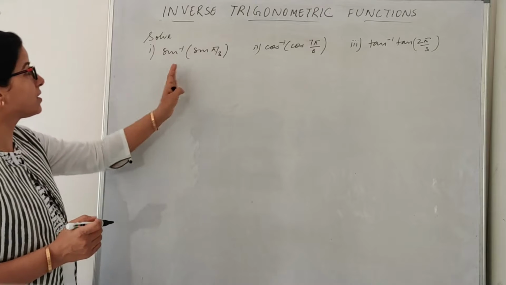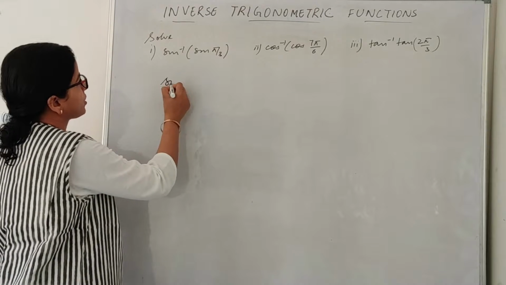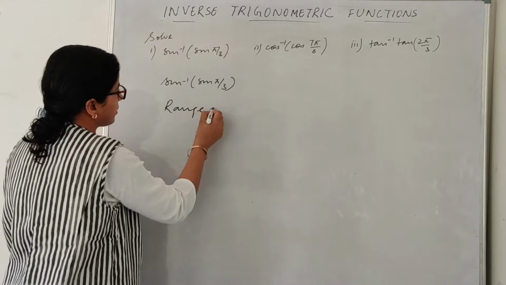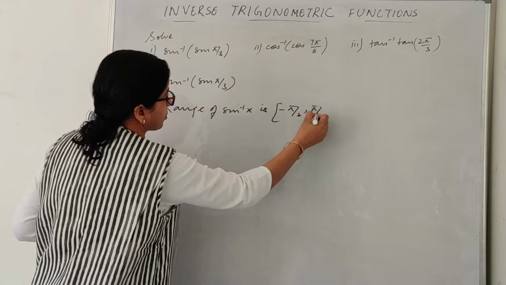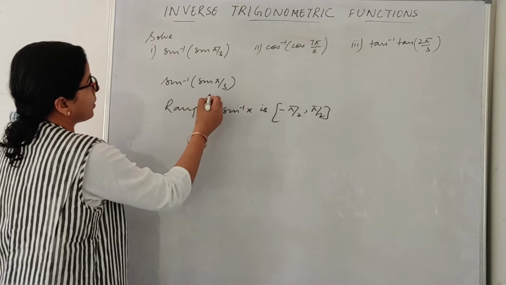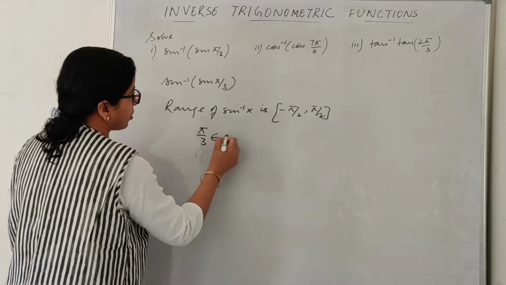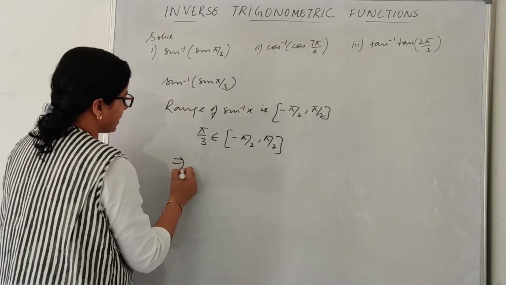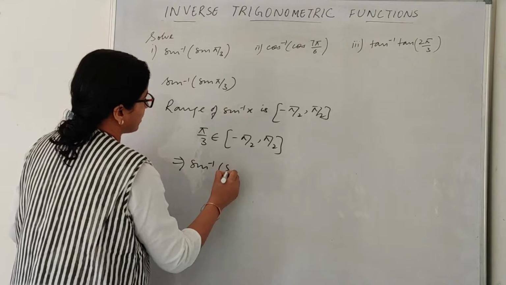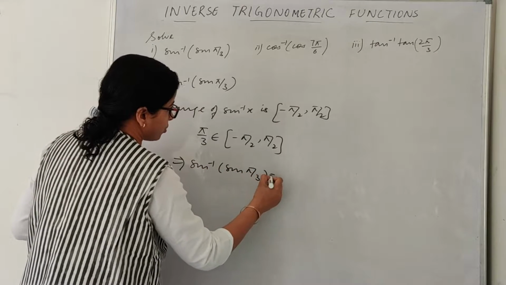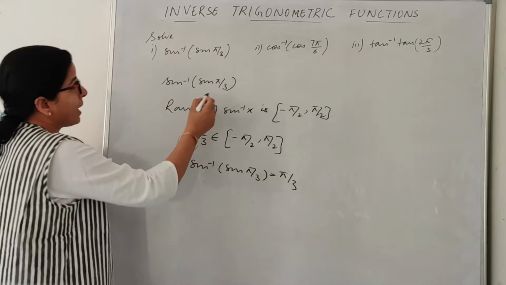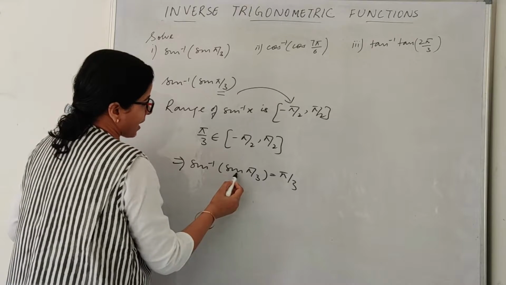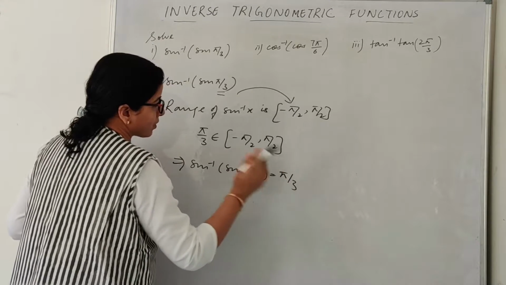Now, let us see these questions. When I am talking about sine inverse sine pi by 3, the range of sine inverse is minus pi by 2 to pi by 2, closed interval, right? So my pi by 3 belongs to minus pi by 2 to pi by 2. So this implies sine inverse sine pi by 3 equals pi by 3. Whenever my angle belongs to the range, sine inverse sine x will be equal to x. So hence it is equal to pi by 3.